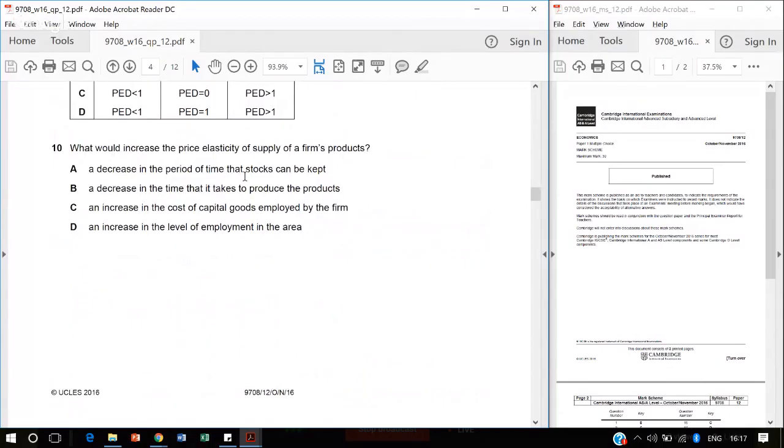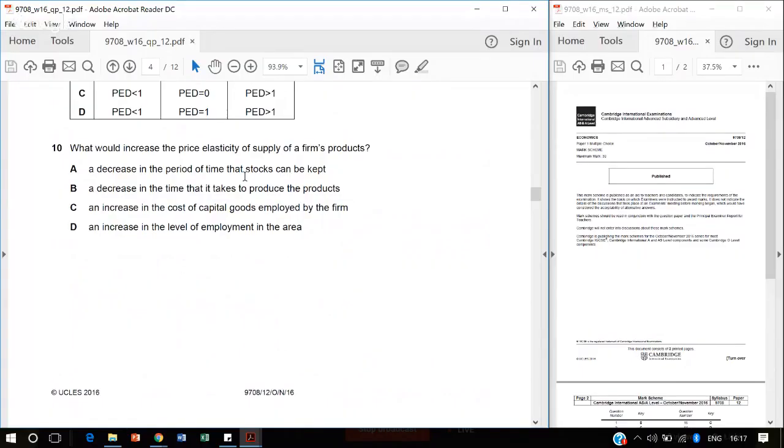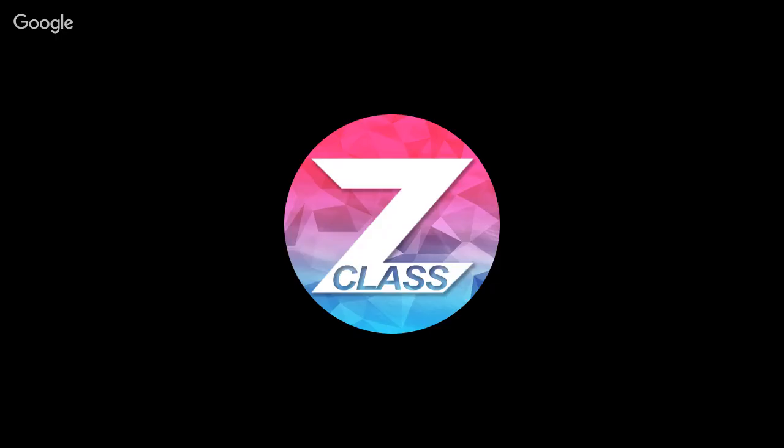What would increase the price elasticity of supply of a firm's products? A would decrease it. B would increase it, but we'll keep that aside. Increase in cost decreases it. Increase in level of employment, that also decreases it. So B. Why not D? Increase in the employment of the area means that there are fewer people unemployed. So if they want to employ more people immediately, it's much harder. Very good. So it reduces the elasticity of supply.